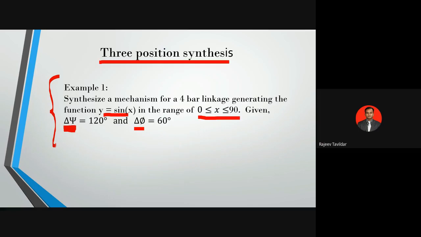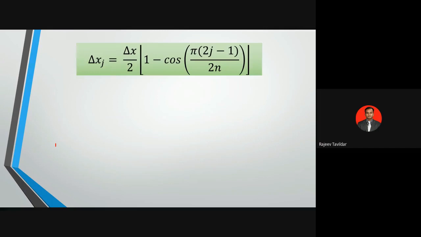Before proceeding to the graphical method, I have already discussed this in the beginning of the second unit, that for any synthesis problem, the first step is to always find out the precision points and precision angles, which you do by using the Chebyshev method. In the Chebyshev method, again, you have the option to choose graphical or analytical. Let us start with the analytical method.